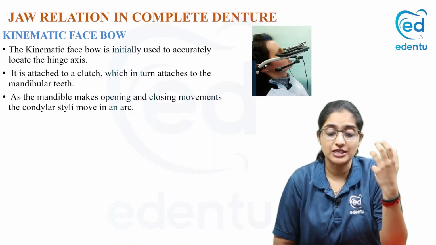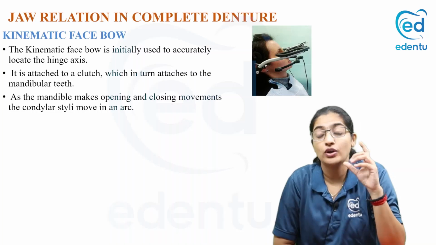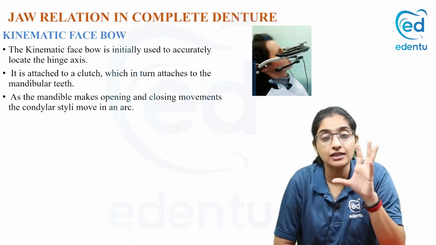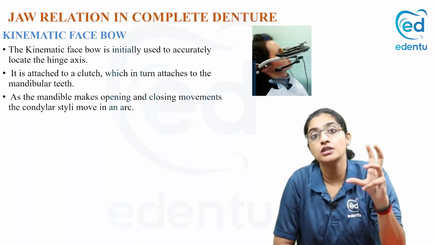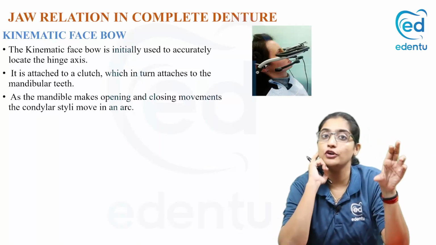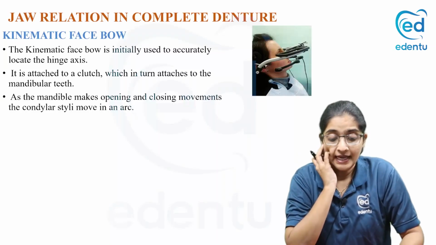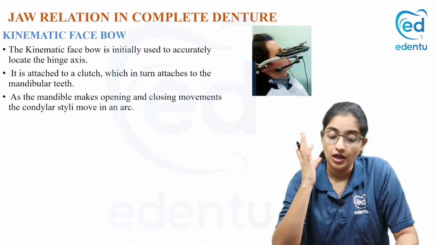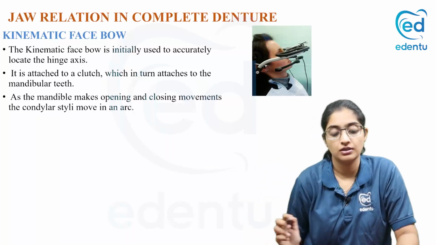Now, a kinematic face bow is initially used to accurately locate the hinge axis. In jaw relation, however much we talk about the maxilla and mandible, we are ultimately coming back to the joint. So you must understand that the importance of jaw relation is equated to the efficiency of your TMJ. Here you are going to locate the hinge axis. It is attached to a clutch in which there are tubes, attached to the mandibular teeth. We will talk about the differences between kinematic and arbitrary, and list them out in some time.